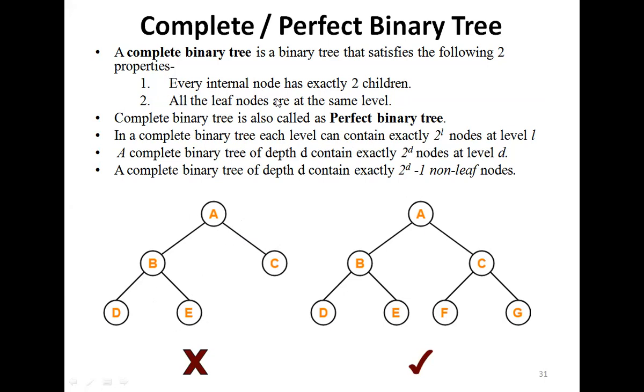That means every internal node has exactly 2 children. You see, this is the internal node, it is having 2 children. You take this node, this is internal node, so it is also having 2 children, but it is not satisfying the second condition. This one, all the leaf nodes are at the same level. So this is a leaf node, this is a leaf node, and this is another leaf node. So all these leaf nodes are not in the same level, because this leaf node is at the level 1 and these two leaf nodes are at the level 2. So this second condition is not satisfied in this tree.